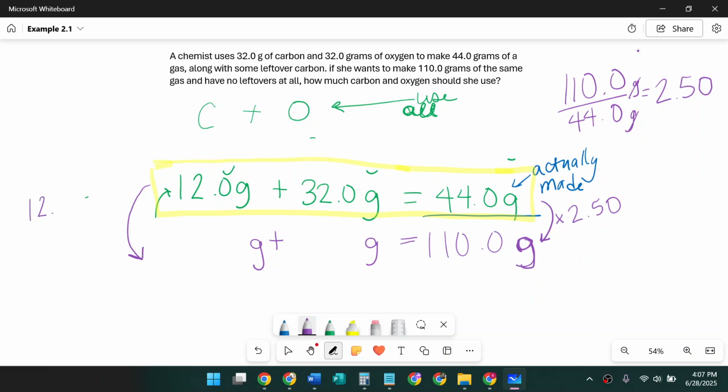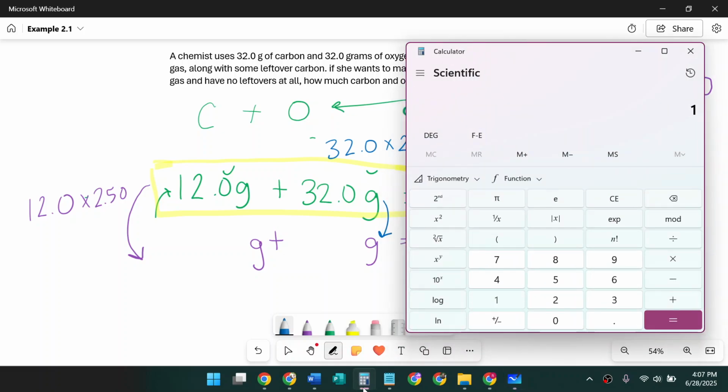So we're going to take 12.0 and multiply that by 2.50. And then we're going to do the same thing with the oxygen to get from here to here. We're going to take 32 grams and multiply that by 2.50, which is our multiplication factor. And because it doesn't have a unit, we will still have grams. All right, so let's pull up the calculator and do those. So 12. And you can type the 0. My calculator will just erase it as soon as I type in the next number, so I'm not going to keep adding that 0.